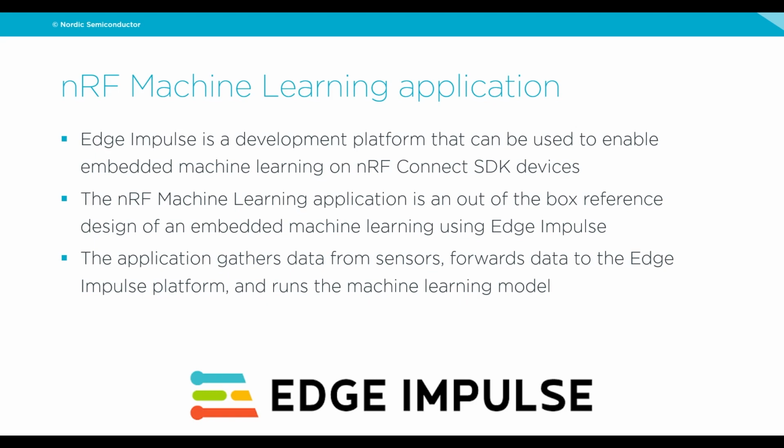In nRF Connect SDK 1.6, we added the nRF Machine Learning application, which is an out-of-the-box reference design of embedded machine learning using Edge Impulse. The application gathers data from sensors, forwards data to the Edge Impulse platform, and runs the machine learning model. It also displays results of the machine learning model on LEDs. This concludes the part about short-range wireless.